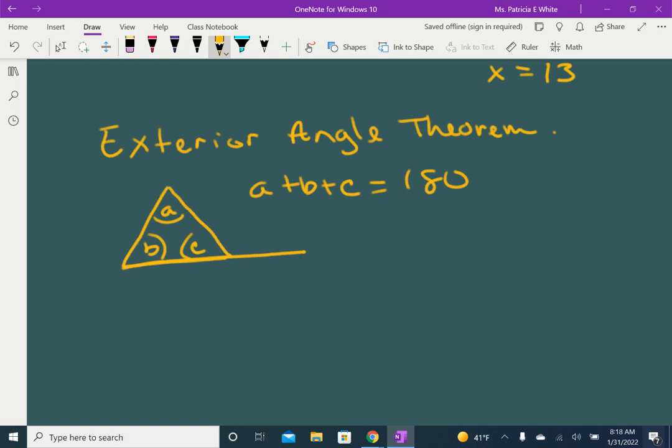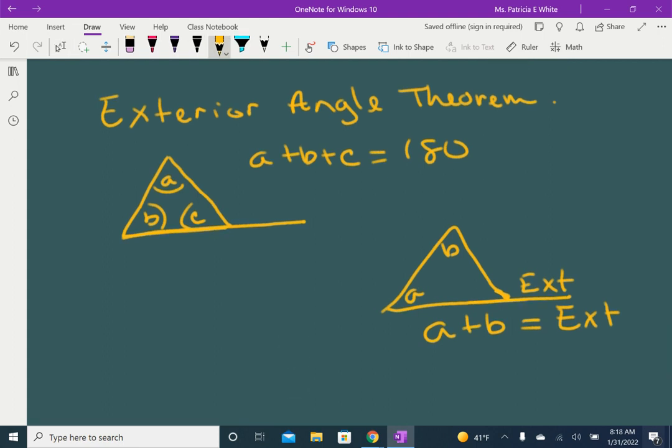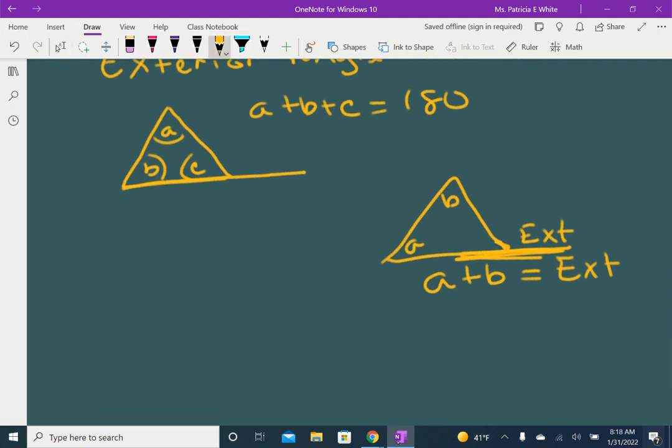So when I do this one, this is where I say the opposite interior angles equal the exterior. So this is A plus B equals the exterior angle, not the inside, because A, B, and C make 180. So A, B have to equal up to that because that's that straight line right there. All right, so we'll look at problem 2.